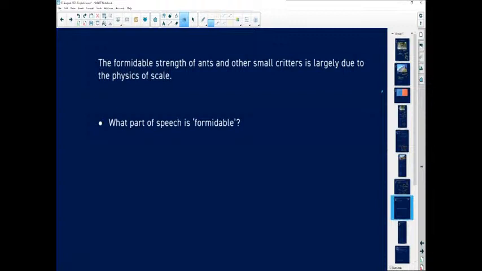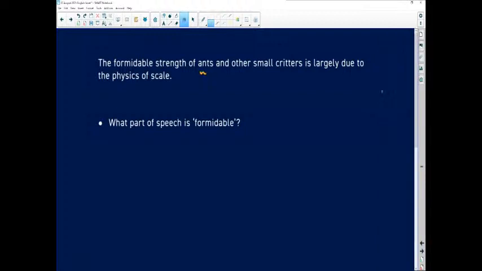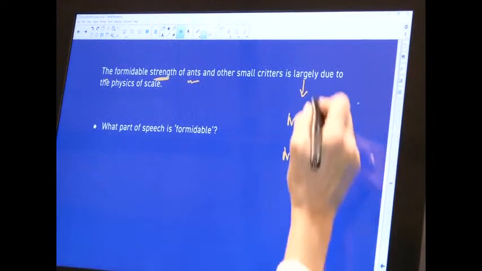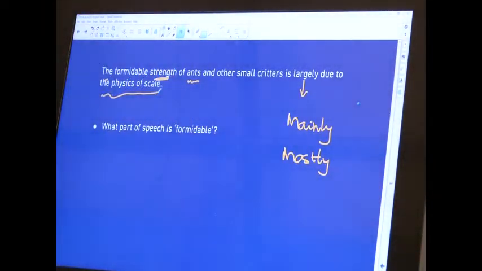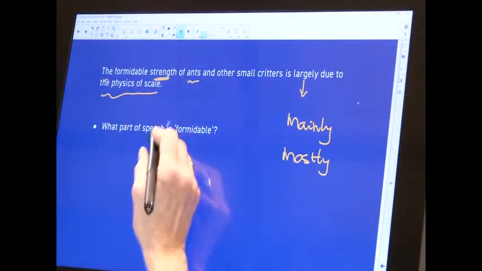Have a look at this sentence. Right, we're still talking about our ants. We're still in the same article from the Conversation Africa. We're told the strength of ants is largely, this means mainly, mostly, on the whole, due to the physics of scale. So I will leave your physics teacher to explain to you about the physics of scale. But scale is talking about how big or small. So the strength of ants is largely due to something to do with their size and what they're up to.